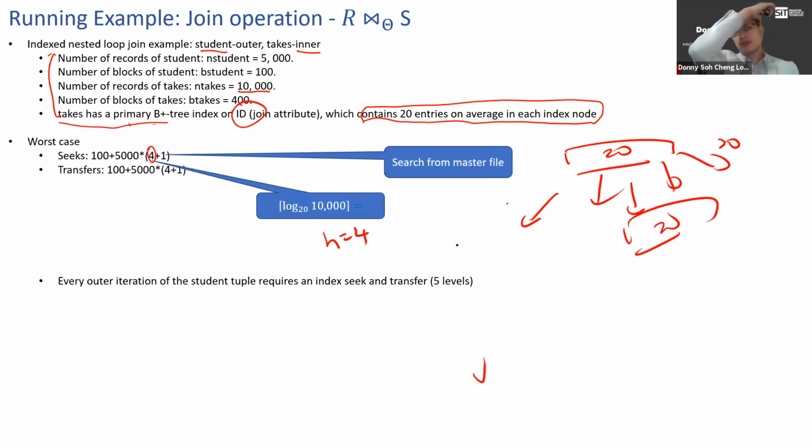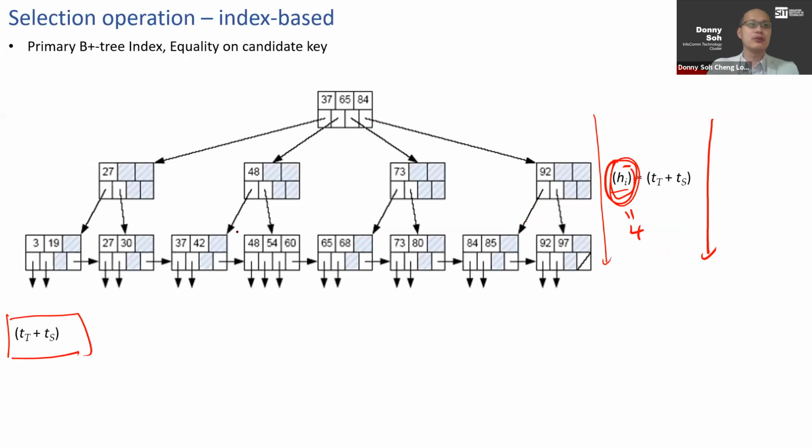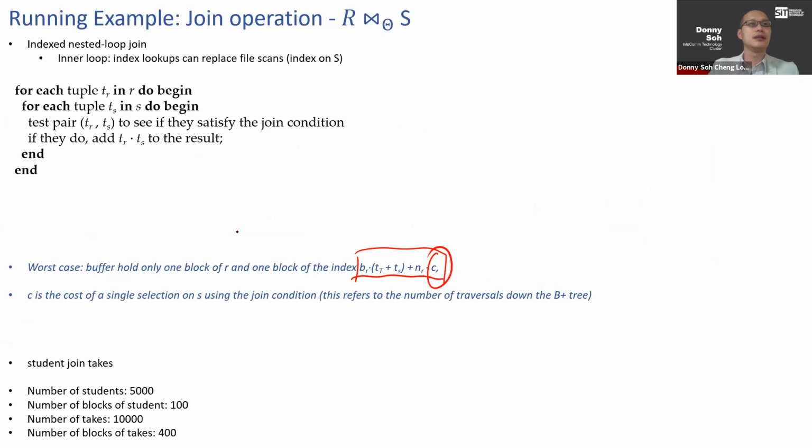What? So now we have the number of levels equal to 4. Let's look at the number of seeks and the number of transfers. Okay, let's go back to this. Which one should we use? Let's see, which one should I use? I think we use this one.